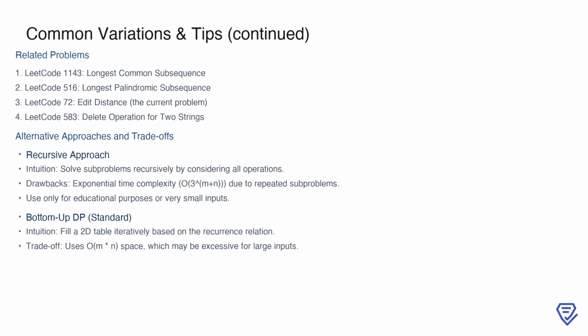The edit distance problem is closely related to several other dynamic programming problems. For example, LeetCode 1143 focuses on finding the longest common subsequence, while LeetCode 516 deals with the longest palindromic subsequence. Of course, the current problem, edit distance, fits into this family, and LeetCode 583 addresses a variation involving the delete operation for two strings. As for alternative approaches, one option is a purely recursive solution.